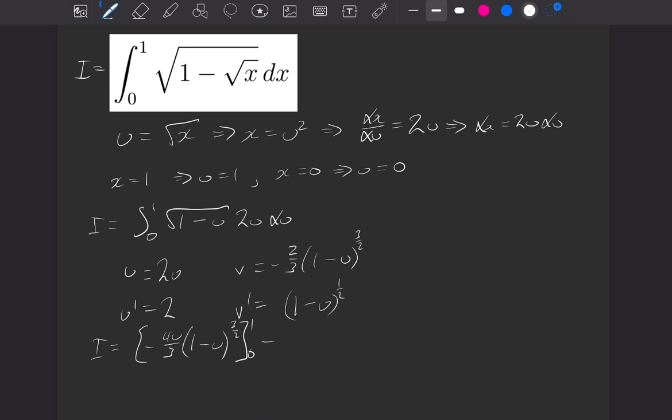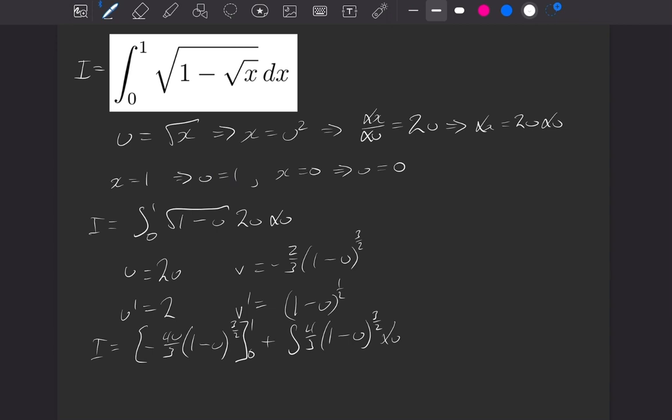And then we'll take away the integral of u dash v. So the minus from the v will cancel off with this minus to make a plus. The 2 times 2/3 gives us 4/3. And then the bracket 1 minus u to the 3 on 2. And this will be integrated with respect to u.